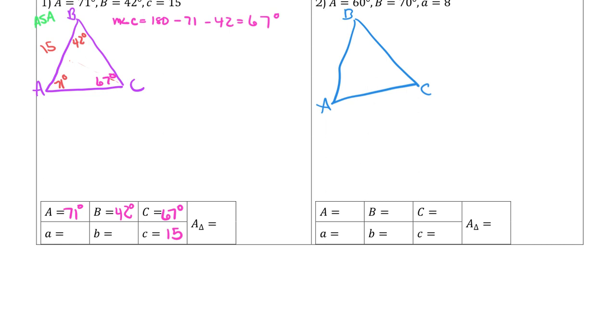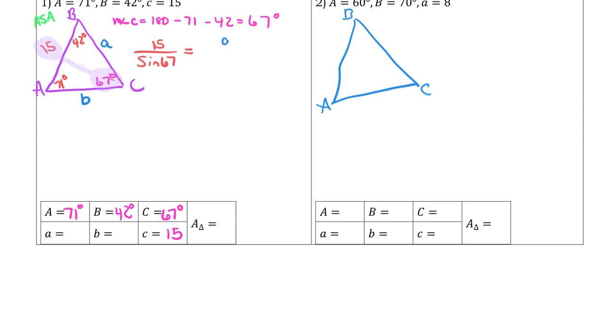Now that I know three angles and one side, I'm going to use the law of sines. The first thing I determine is that I've got a side here at 15 and that angle is 67. Those go together, so that's the ratio I'm going to use: 15 over sine of 67. Now I can determine what I'm going to find. Across from angle B is side b, across from angle A is side a.